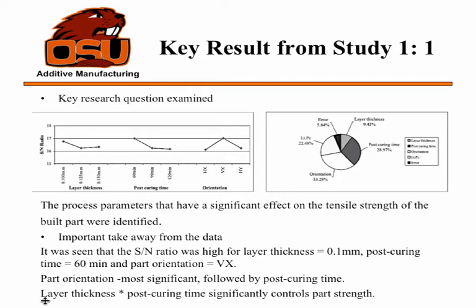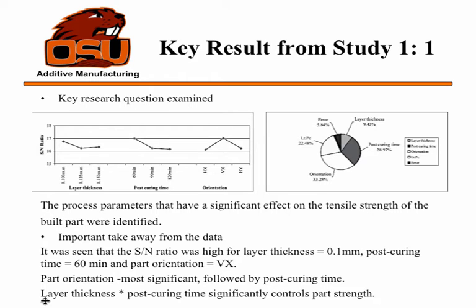So this was their setup, and in the S/N ratio, they try to maximize the signal to noise ratio in order to obtain the maximum tensile strength possible. They try to map which factor levels they chose can provide the maximum tensile strength. So for layer thickness, it was around 0.1 millimeter, for post curing time it was about 60 minutes, and the orientation was VX, which pretty much means vertical, something related to X.